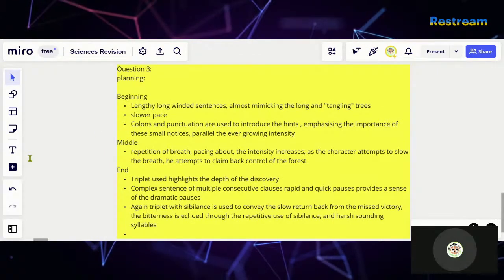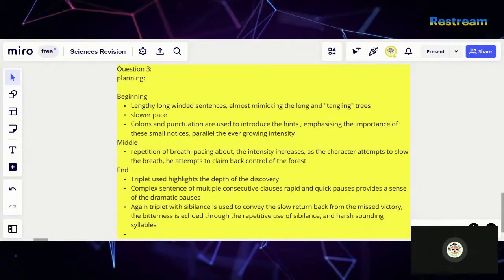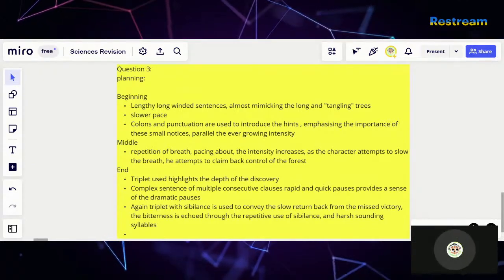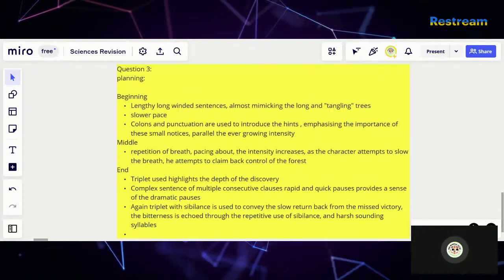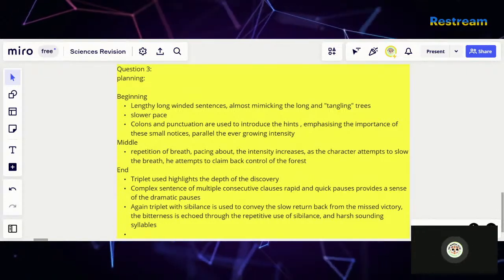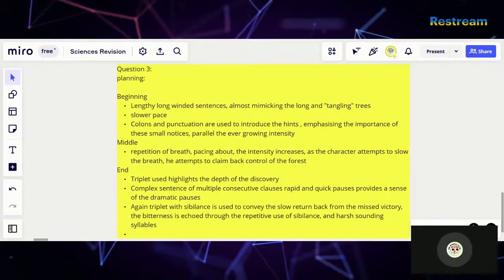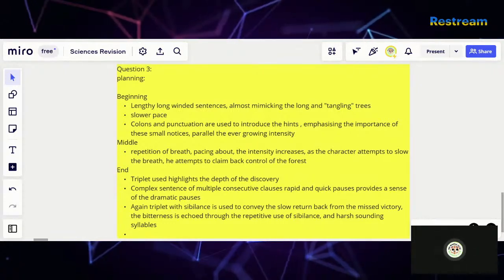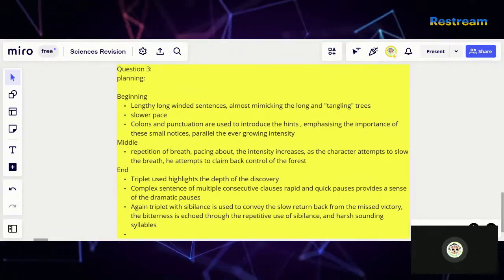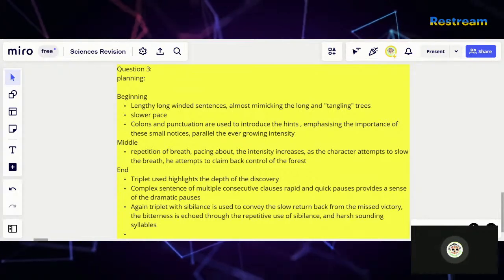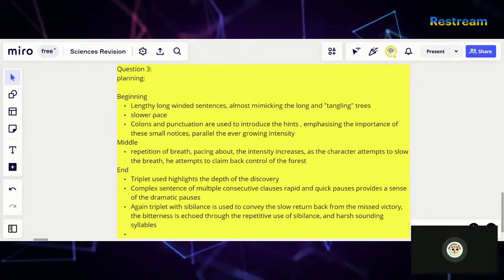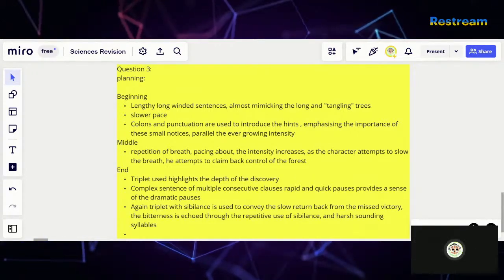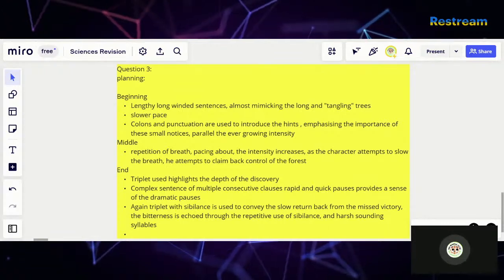Now, in the middle, there's a repetition of breath quite a lot, and breathing, and the idea that the main character is pacing around, again, mimics how the intensity is increasing. As the character attempts to slow the breath, he also attempts to claim back control of the forest. Through the repetition of breath, we get this sense of lack of control and how the character aims to try and control the intensity that is slowly building.